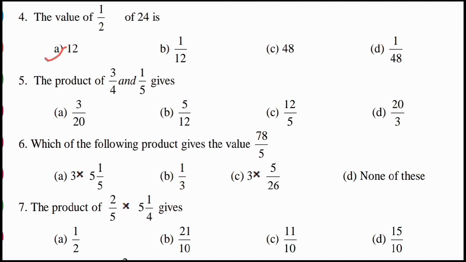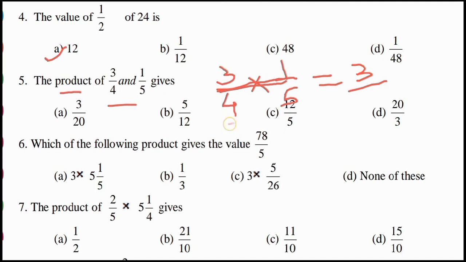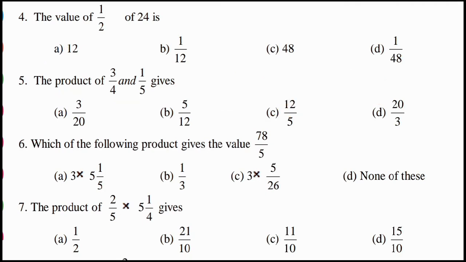Question number 5. The product of 3 upon 4 and 1 upon 5 gives. Product means multiplication. We do multiplication of both, 3 upon 4 multiplied by 1 upon 5. Here you have to do multiplication of numerator with numerator, so 3 ones are 3, and denominator with denominator, 4 fives are 20. So the answer is 3 upon 20.